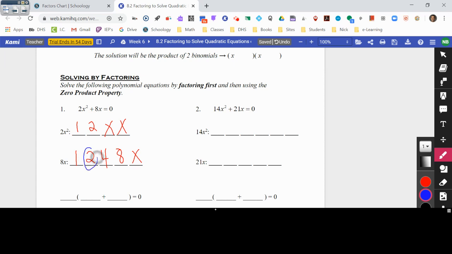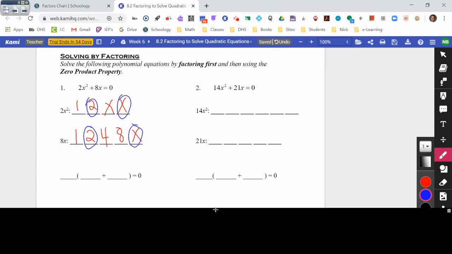So if I'm looking at my numbers, I see a 2 that's in common, and I see an x that's in common, so therefore, my GCF is 2x. And my GCF is going to go out in front. Now I have to fill in my parentheses. How do I get back to my original problem? I have to fill this in with how do I get back to 2x squared? Well, 2 times 1 gives us that 2, and I have this extra x. So in this line, I need to put 1x or just x.